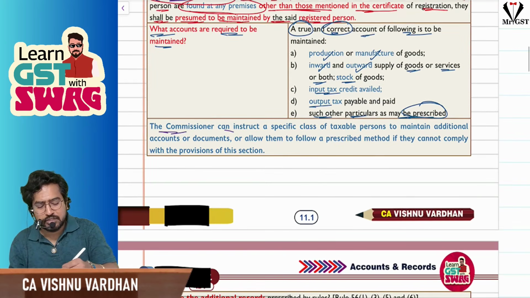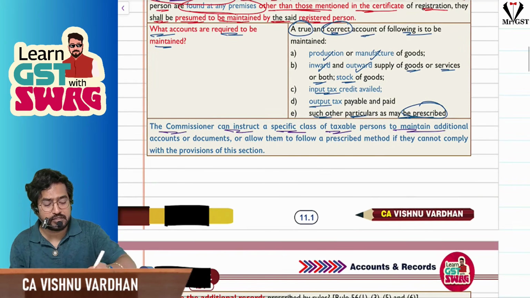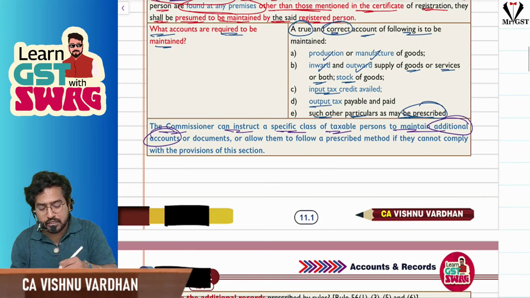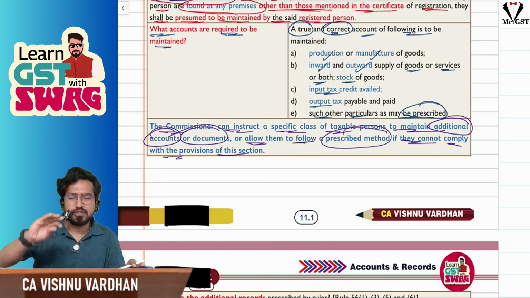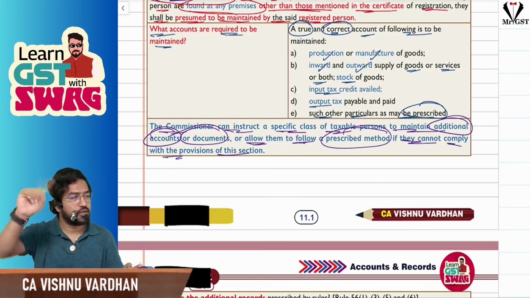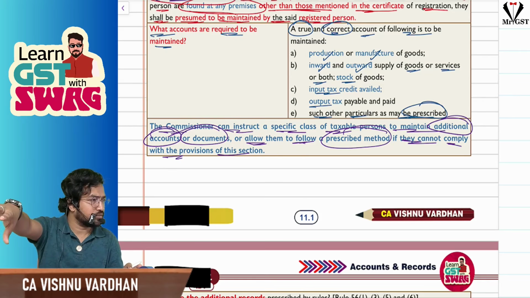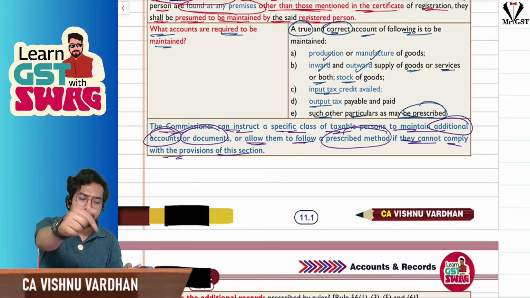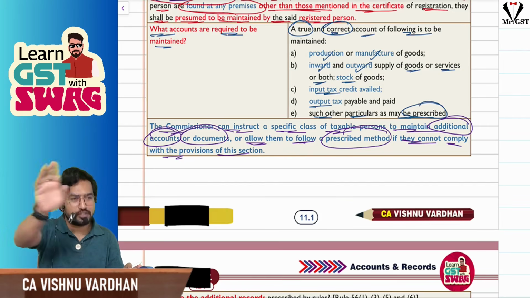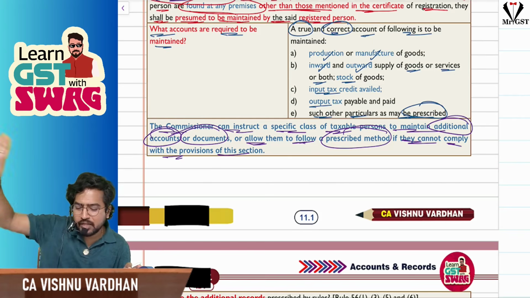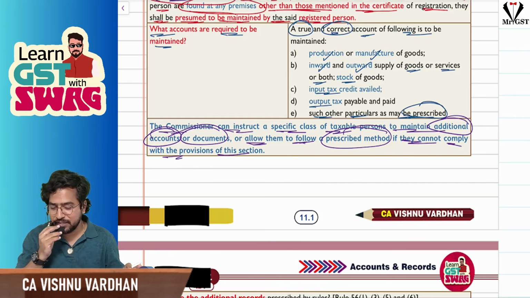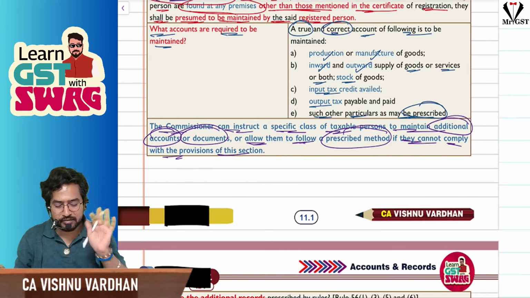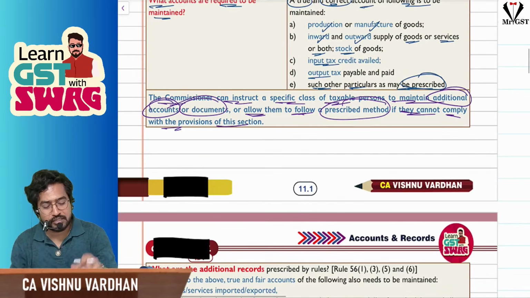Commissioner can instruct specific class of taxable persons to maintain additional accounts or documents, or allow them to follow a prescribed method if they cannot comply with the provisions of this section. That means you are giving power to the commissioner. Commissioner wants to fix some additional burden on some specific person. Okay, maintain these particular details, like that. If the commissioner orders, she should maintain. She should not say, no sir, I have seen the accounts and records chapter in my final IDT textbook or inter IDT textbook, and it is not there. Commissioner has that power. Okay, shall we continue?